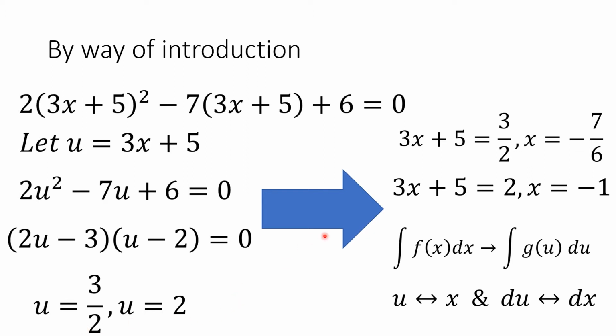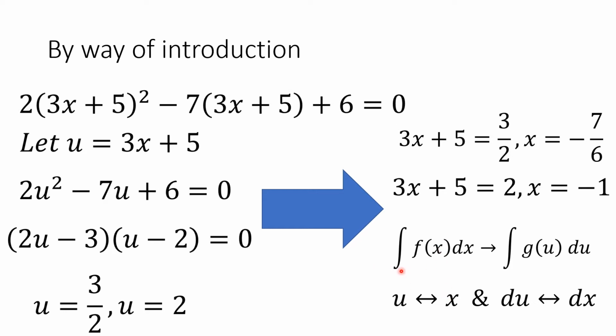So I take the 3/2 and I say, oh, that was 3x plus 5, and I solve to conclude that x is minus 7 over 6. And when u is 2, that is 3x plus 5 is equal to 2, and x is equal to minus 1. So you see we solved this by using a substitution, but had to reverse the substitution. The same thing is going to be true when we integrate using substitution.